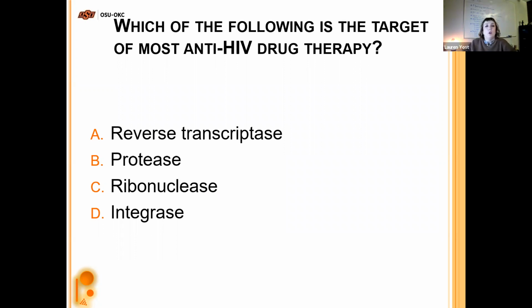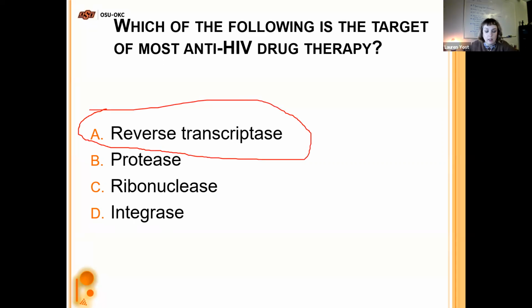Okay, so which of the following is the target of most anti-HIV drug therapy? For most anti-HIV drug therapy, most of them are going to target the reverse transcriptase because it's just nothing like anything that we have in our own cells. So it's a safer target.